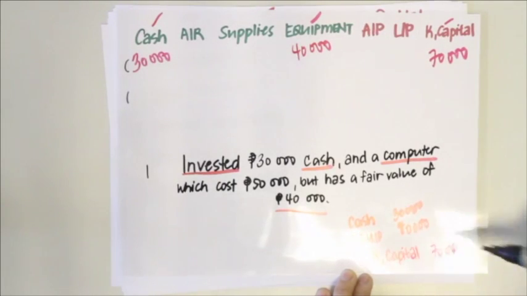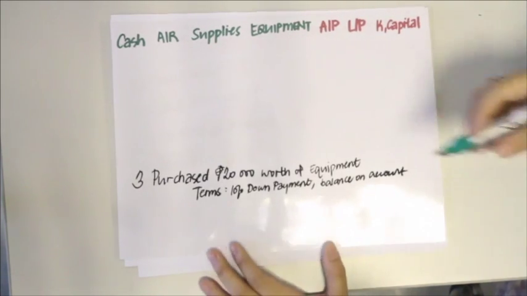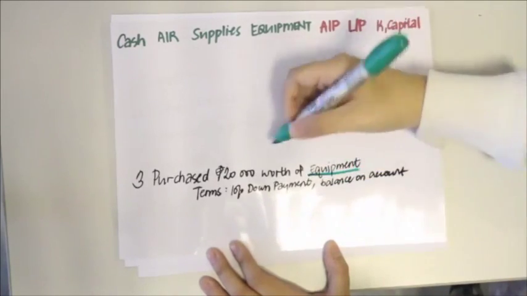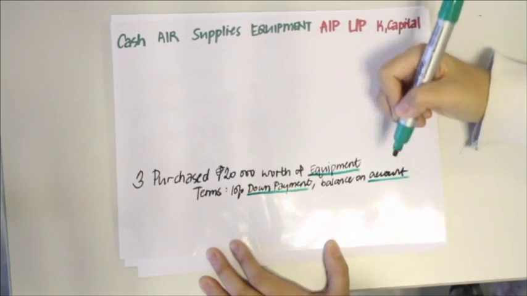So that's 70,000 pesos. And there you go, that's your first transaction. So imagine the third transaction is that you purchased 20,000 pesos worth of equipment. Terms 10% down payment while balance on account. So looking closely, we see that there are 3 accounts affected here. First is your equipment, second is your cash, and third is your accounts payable.